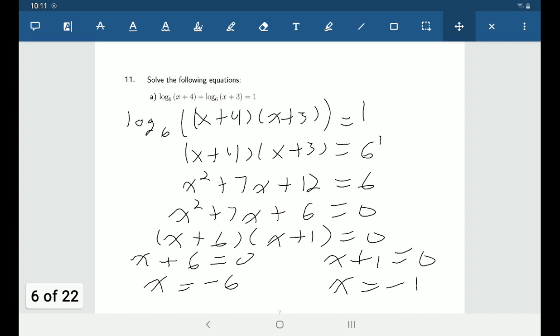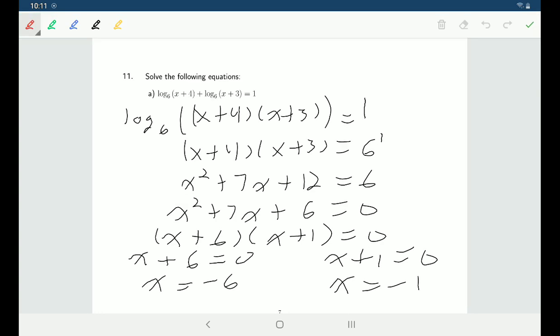So now solving some equations. This is 11, and for 11 there were 3 pretty tough equations to solve. The first one is a logarithmic one, and so I know automatically, because this is a logarithmic equation, I must check my solutions, because for a logarithmic equation there's always the possibility that your solution is extraneous.